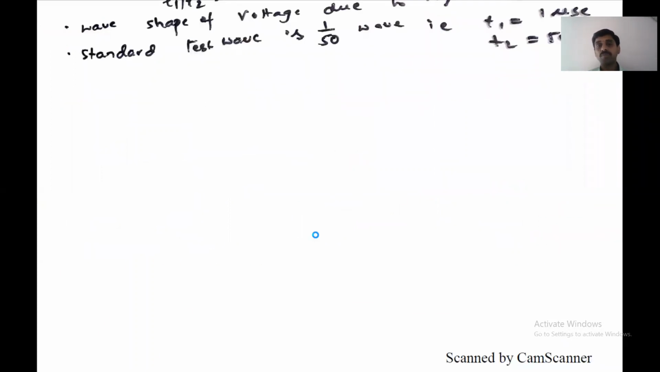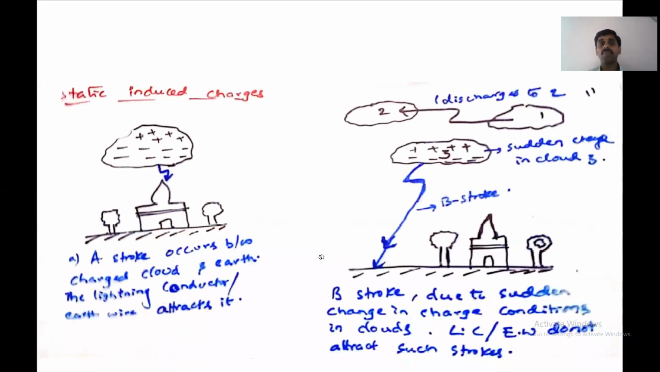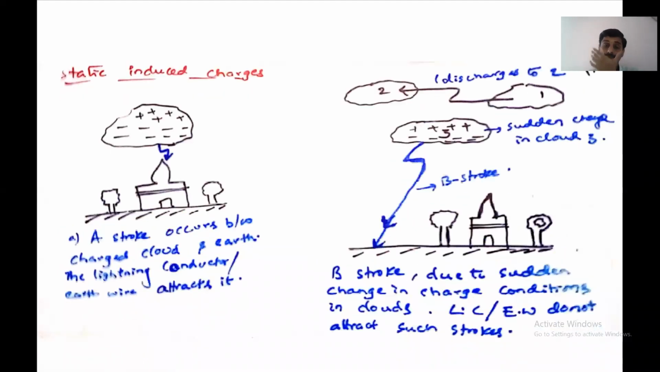So in the lightning stroke, we can see there are two types: direct lightning stroke and indirect lightning stroke. Direct lightning stroke: if you see, this is the cloud, and it falls directly on this building. It is a direct lightning stroke. A stroke occurs between the charged cloud and the earth. So there will be a lightning arrestor, a lightning conductor, which attracts the negative charge. We know the lightning rods we keep on the building have a positive charge because they are earthed. This positive charge attracts the negative charge in the cloud, which will be properly grounded so that the building is safe.